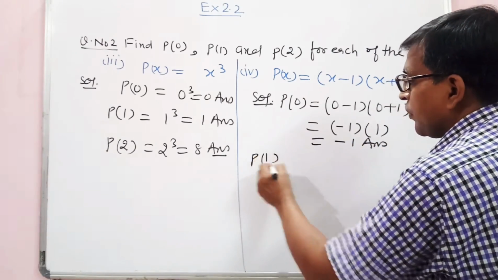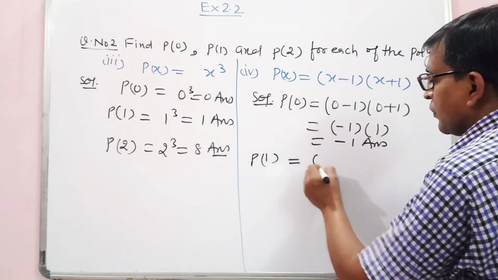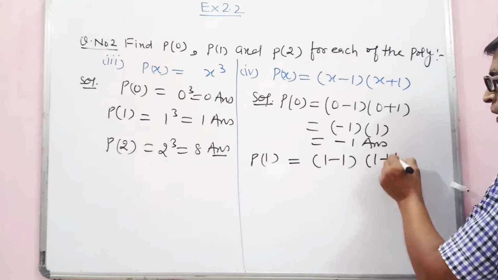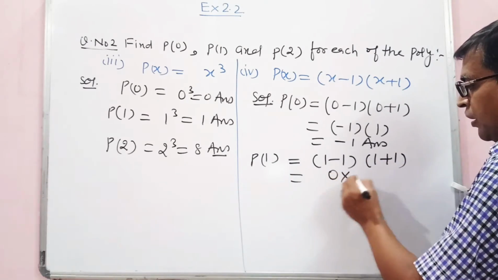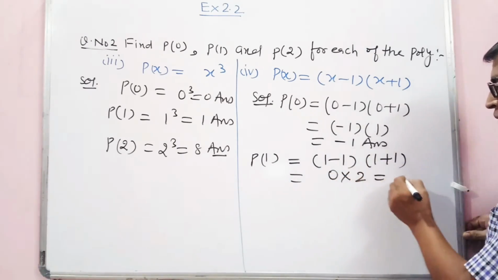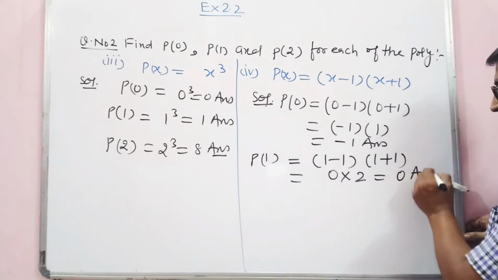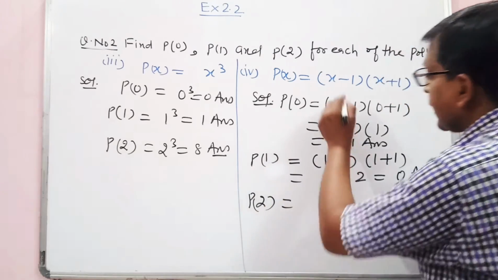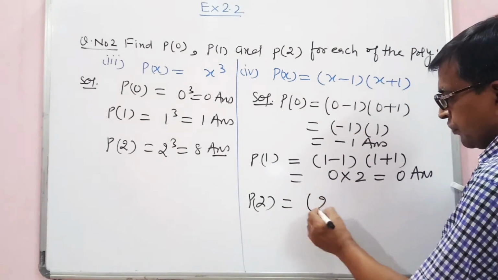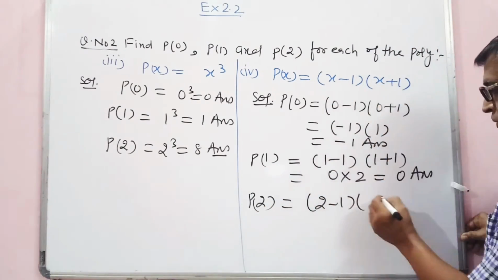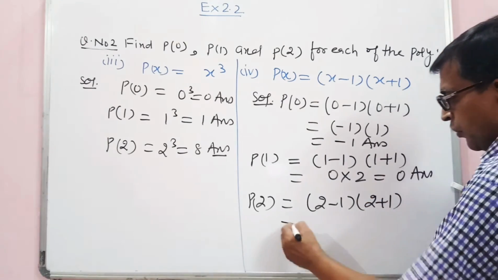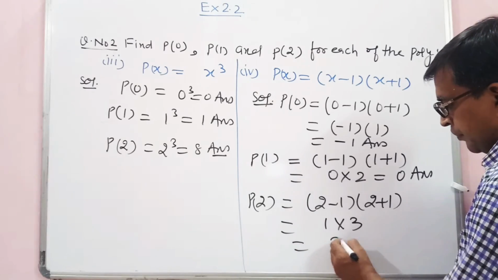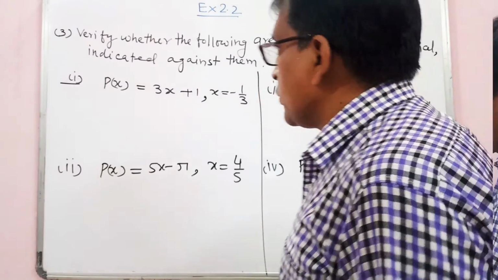P1 we find out. 1 minus 1, here also 1 plus 1. 1 minus 1 is 0, into 2, 1 plus 1 is 2, then 0, answer. Now P2 we find out. X there we write 2. 2 minus 1, 2 plus 1. 2 minus 1 is 1, 2 plus 1 is 3, 1 into 3.